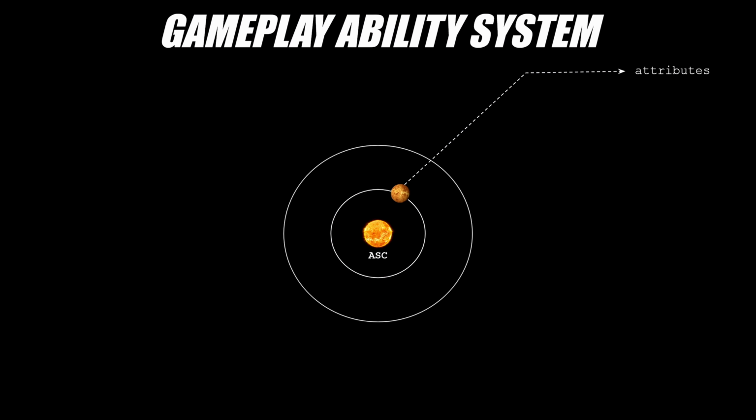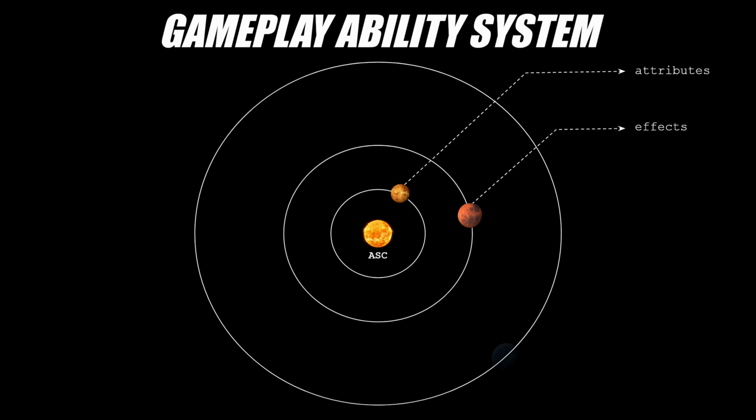The second planet in the solar system is the gameplay effects. The ASC applies, removes, and manages many gameplay effects for an actor. The third planet is the gameplay ability. Not only does ASC take care of granting and revoking abilities for an actor, the ASC also activates, stops, applies cooldowns and costs, and so much more for an ability.